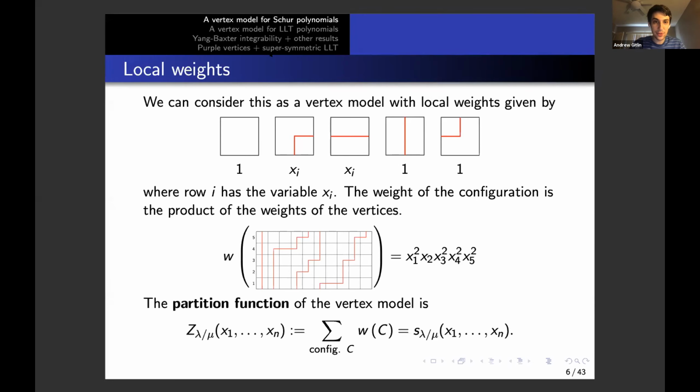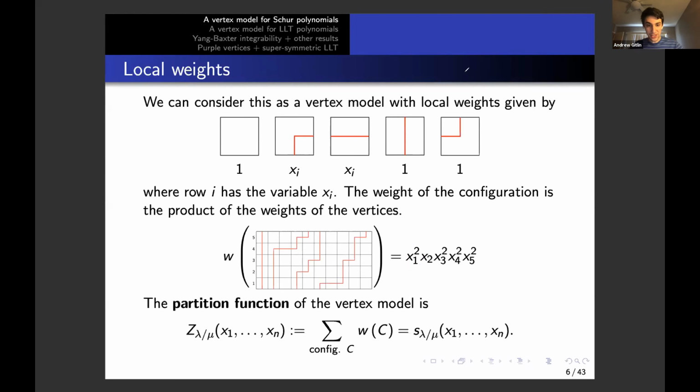So in our running example, you can see that we have 2 boxes, namely these 2 down here, that contribute an x1. So a path is exiting to the right in row 1 in those 2 boxes. And that's why I have an x1 squared over here. And if you compute the weight for this entire lattice configuration, you end up getting this weight.